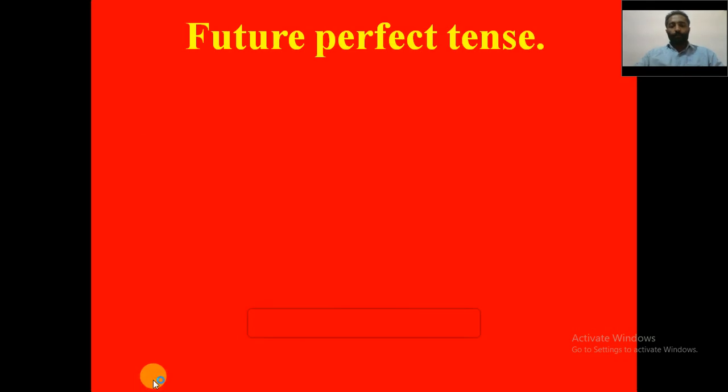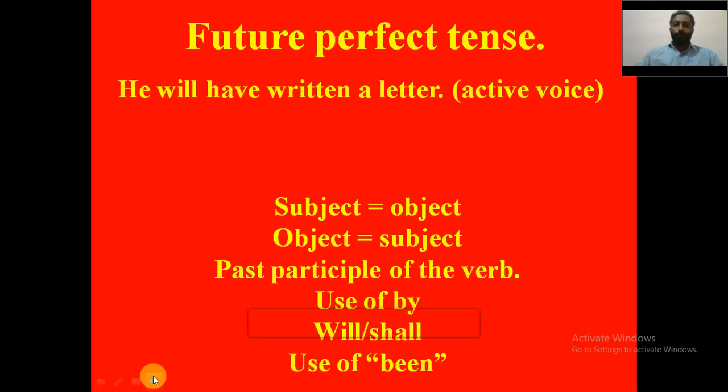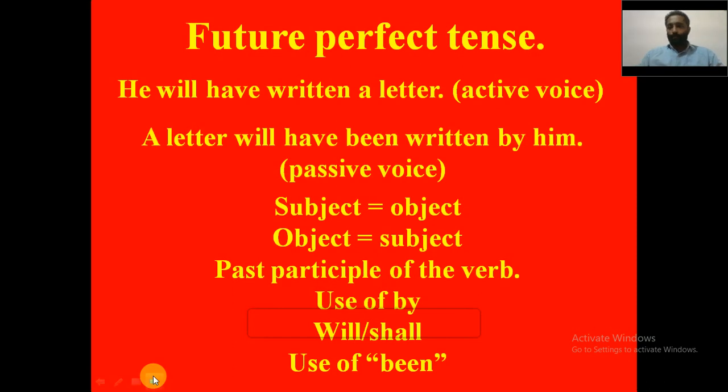Now moving on to the next one, we have future perfect tense. What are the changes that you will have to keep in mind in future perfect tense? He will have written a letter, that is in active voice. Now when you convert that into passive voice, a letter will have been written by him. So what are the changes? Subject becomes the object, he becomes him. A letter, that is the object, becomes the subject in passive voice.